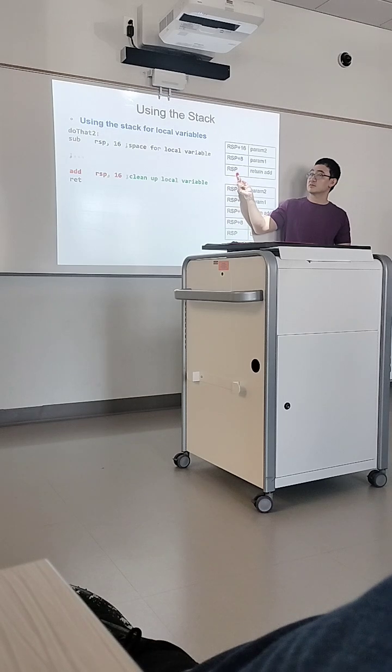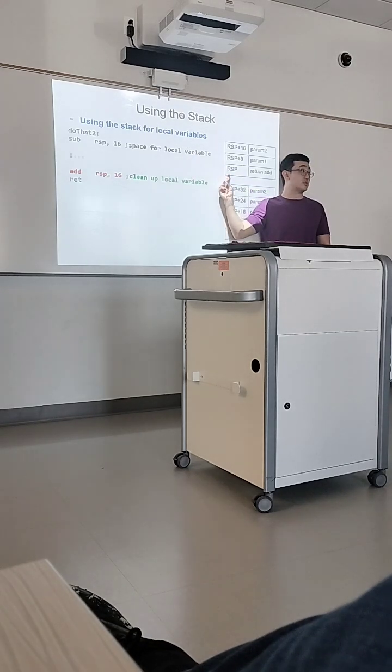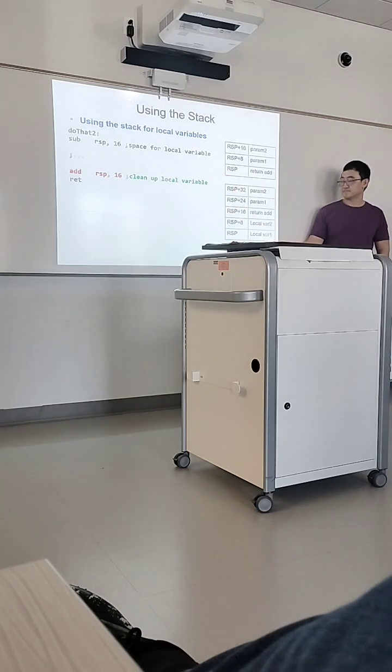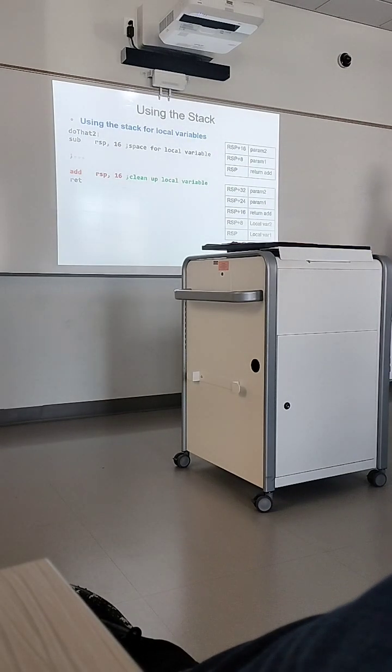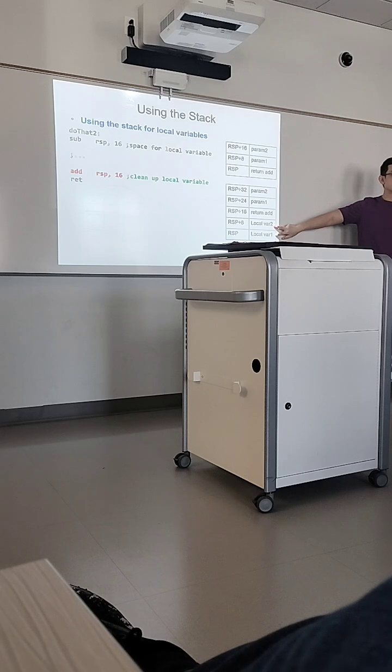Any questions about that? Okay, I want to create space for 2 local variables in this example. What do I do? I subtract 16 from RSP, which causes the stack to look like this. What did I just do? I created 2 things on top of the stack, on top of the return address. And this is now what my stack looks like.